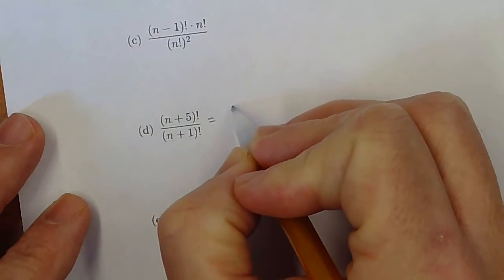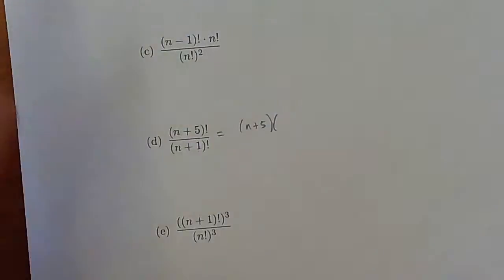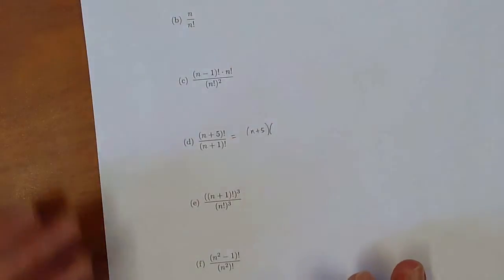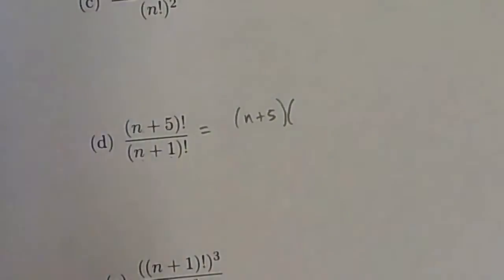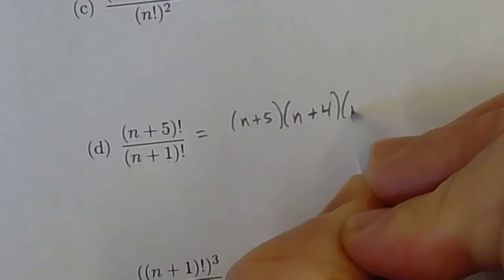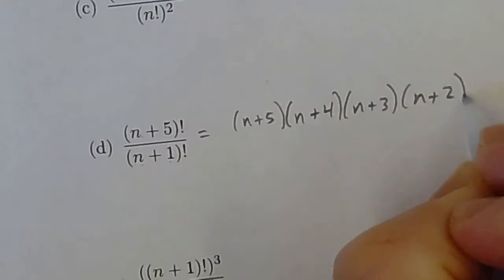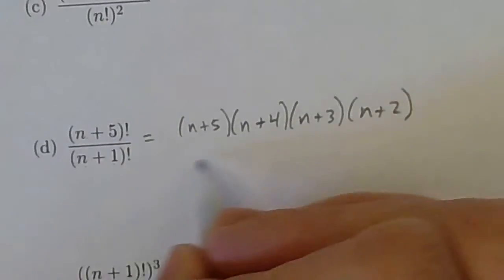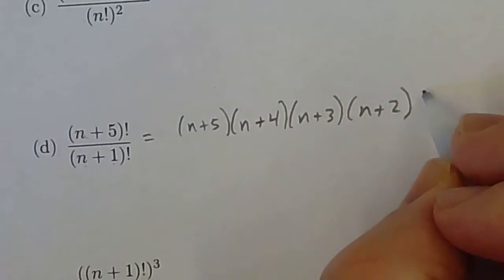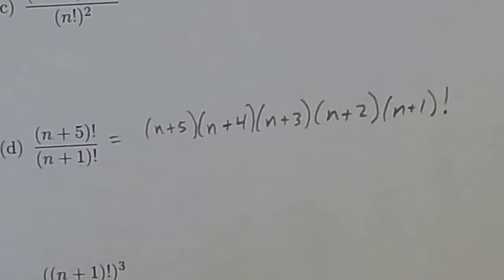So if I want to start expanding this, I'm going to write this as n plus 5 times, what would be the next number less than that? N plus 4. Oops, I wrote it the wrong way. There we go. So the next number lower is n plus 4, and then let's just keep going. Times n plus 3 times n plus 2. Oh, I'm almost to the point of containing the bottom one, right? Times n plus 1, and let's stop there and write that as n plus 1 factorial.